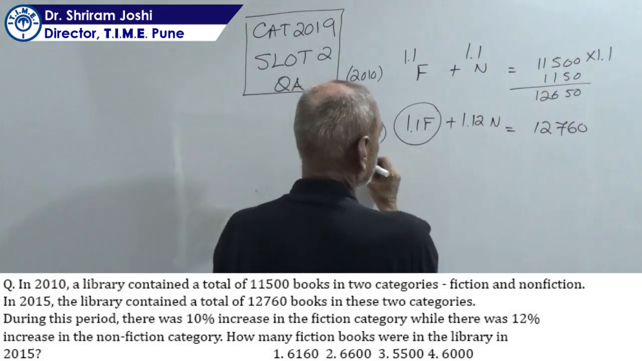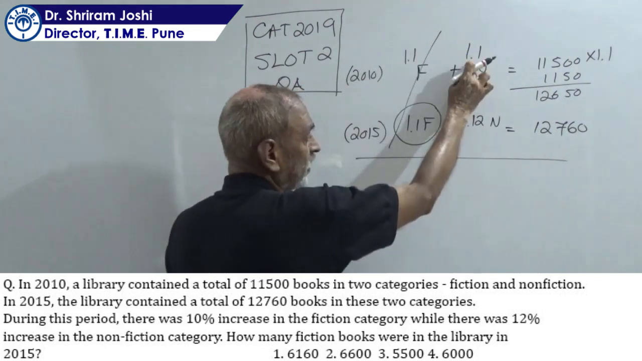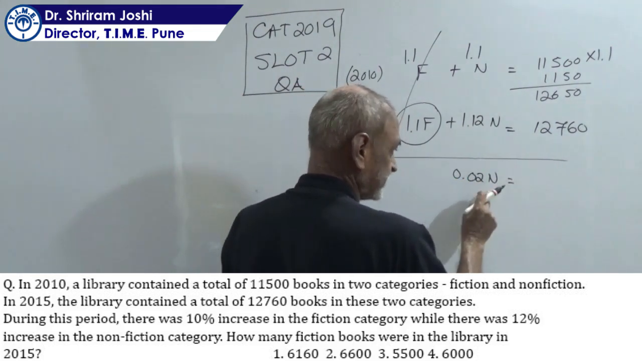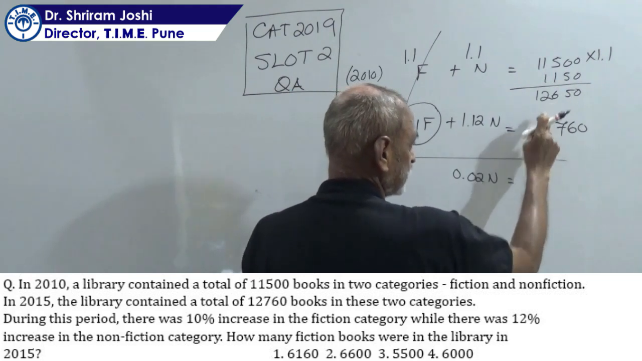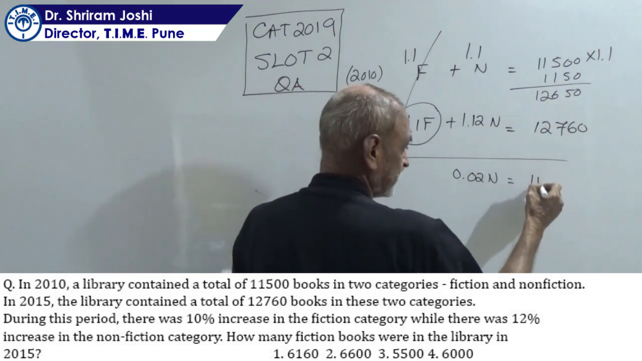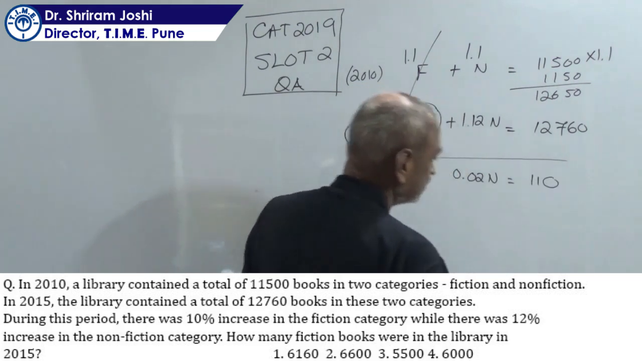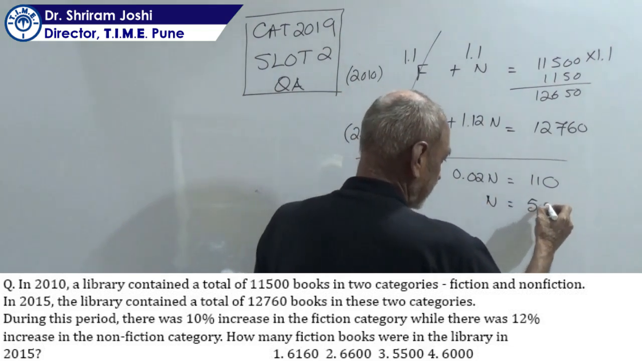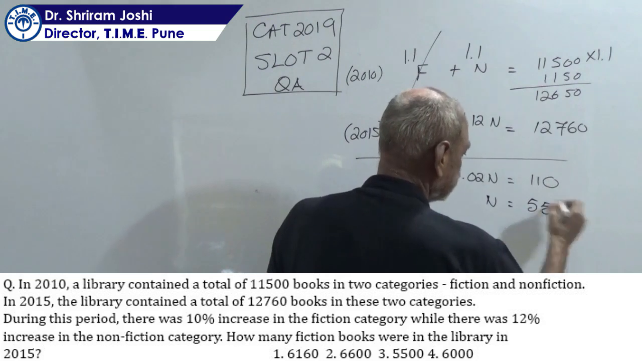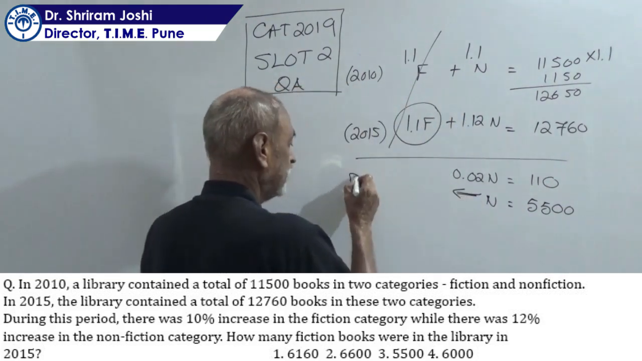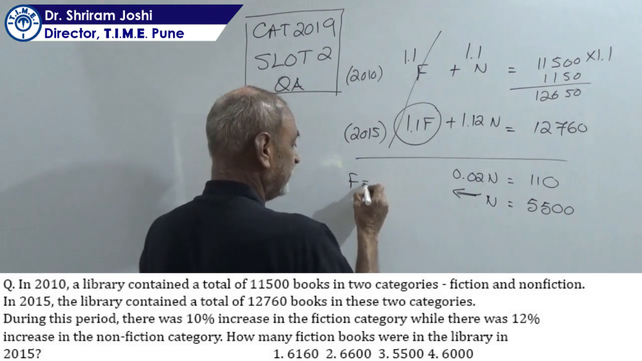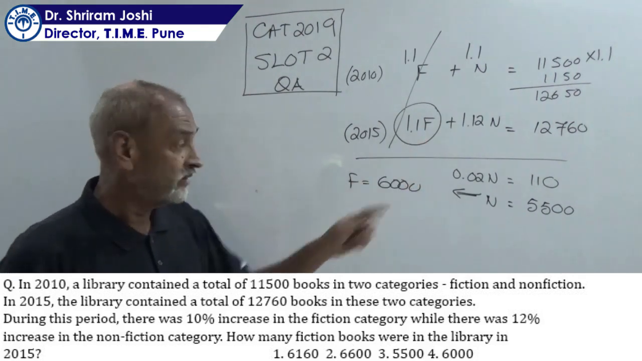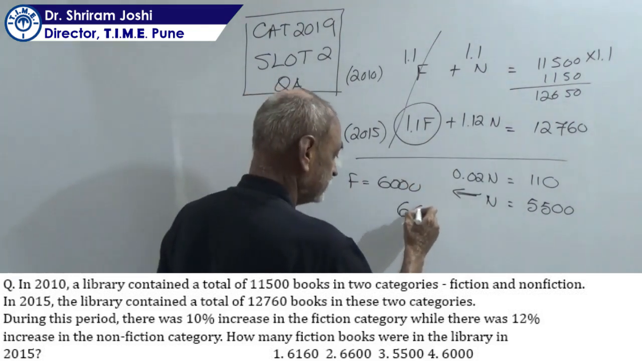The difference between these two, there is no difference here. 1.1, 1.12, so 0.02N non-fiction is going to be the difference between these two. 760 minus 650, which is 110. This is 1 by 50th, and so N is going to be 5,500. Which means F, 11,500 minus this, F is 6,000, but we don't want F, we want 1.1 times F. And so the answer is 6,600.